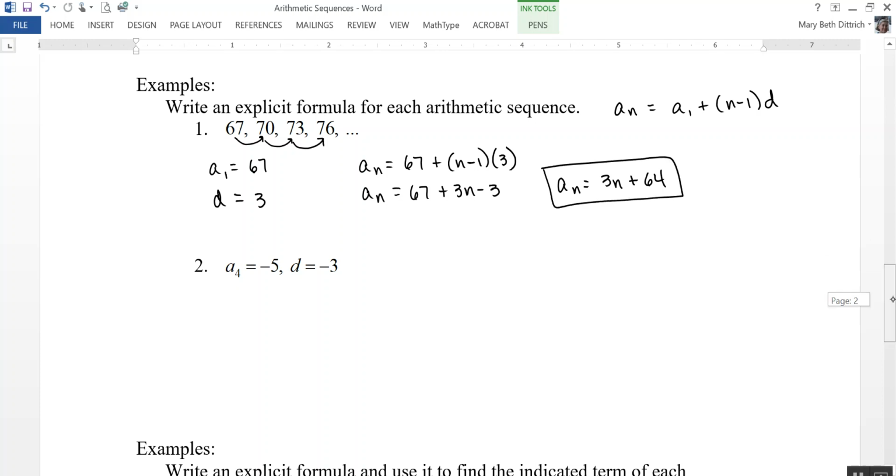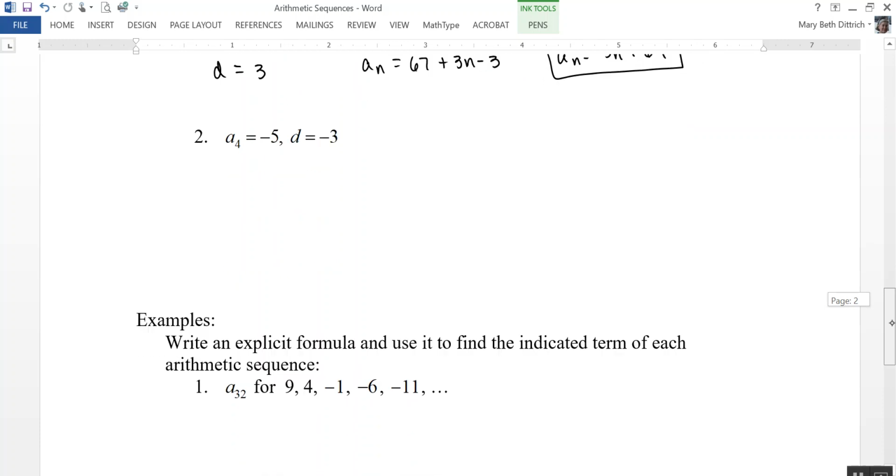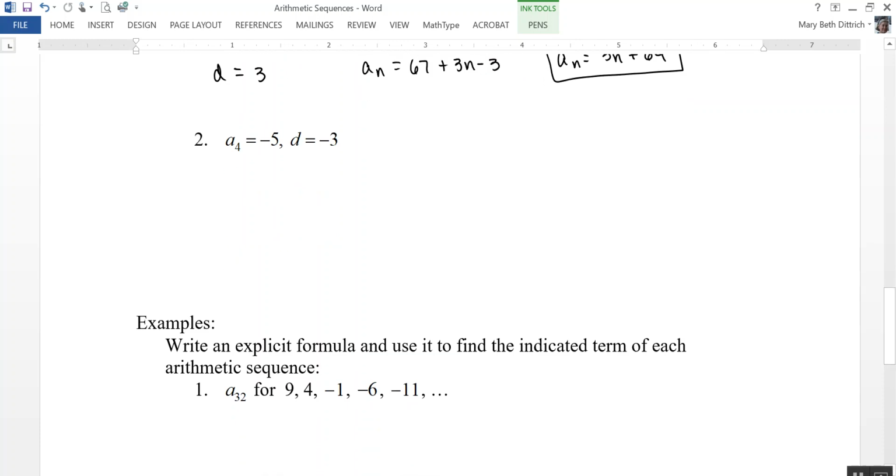Okay. Second example here, we're told that a sub 4 is equal to negative 5 and d is equal to negative 3, but I don't know what a sub 1 is. But I can figure out what a sub 1 is by using the formula. So when a sub 4 is negative 5, that means that n is 4. So I can do a sub n, or a sub 4, which is negative 5, equals a sub 1, which is what I'm looking for, plus n minus 1 times d.